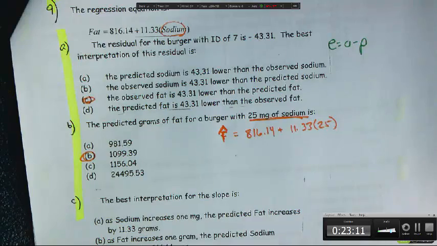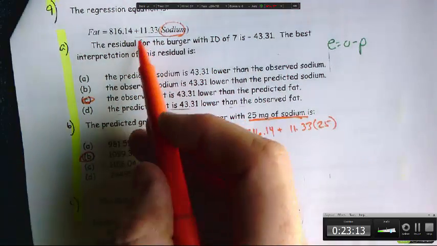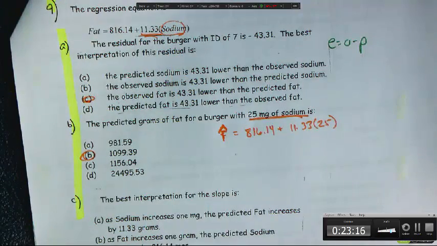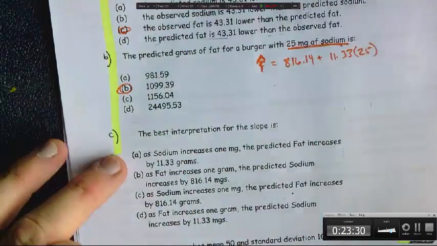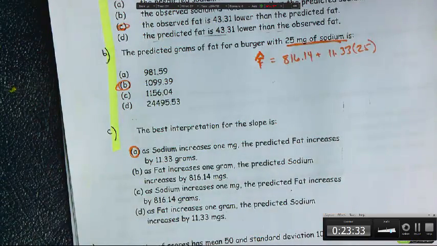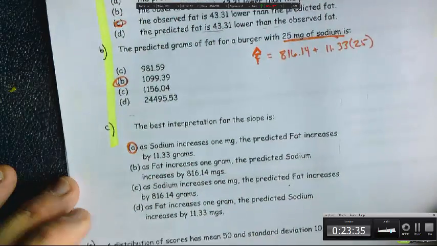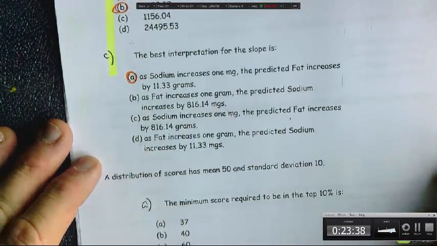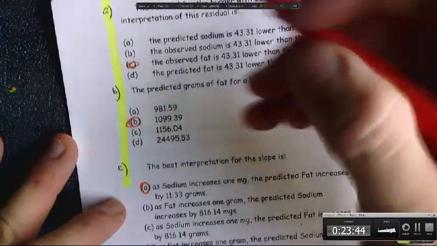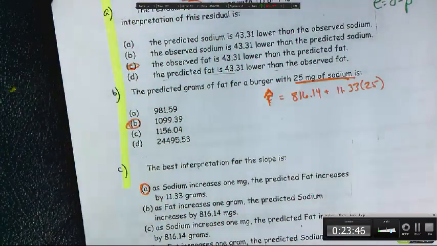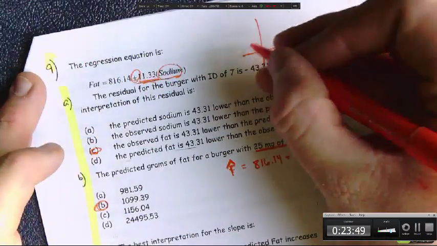The best interpretation with this slope, looking at the slope up here, 11.33, is it positive or negative? Positive. So is this going to be an increase or a decrease? Increase. As sodium increases 1, the predicted fat increases 11.33. That's just interpreting the slope. How did you know? Because it was a positive number? Yes. The positive implies that it's going uphill, right? If you were to graph it, it would be a linear function that's increasing.